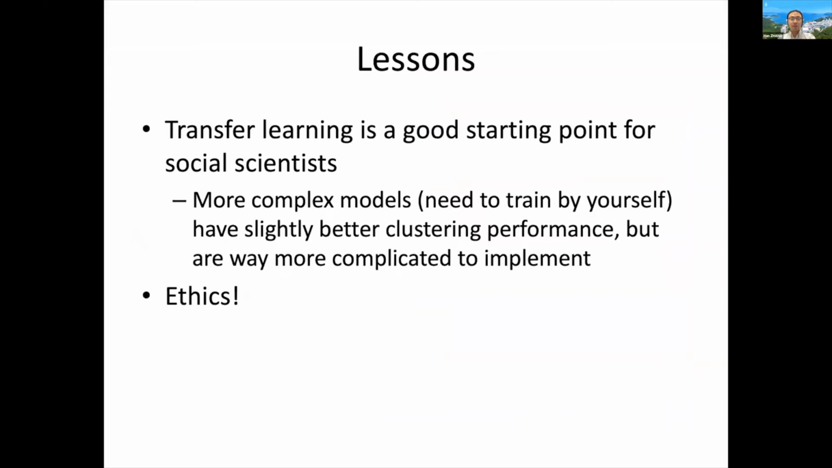And I want to also make two points. The first point is, in the paper we discussed several different methods, and we want to argue that transfer learning is actually a very good starting point for social scientists, especially if you are just in this field. Because we actually tried a lot of more complex methods, like some of the cutting edge computer science methods. And by that, we mean we need to train by ourselves, and it takes a very long time and a lot of effort.